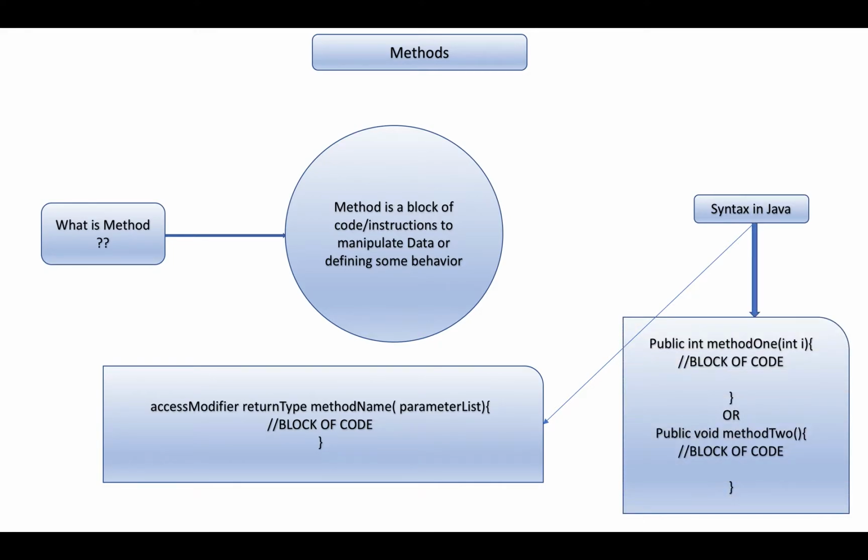For example, public is the access modifier, the return type is int, and the method name is method1, which I had given, and it is taking a parameter called int i. Here I am performing some actions. If the method doesn't have any parameter to take, then it is a method without parameter. This is a parameterized method, and this is a non-parameterized method.